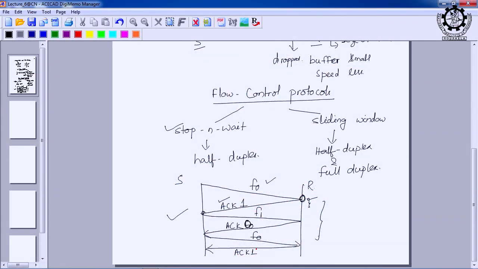Now, there is a question: why do I say this is F0, F1, F0 and F1 again? Why not F0, F1, F2 up to Fn? Why is the naming of the frames just 0 and 1? Can anybody answer this question?